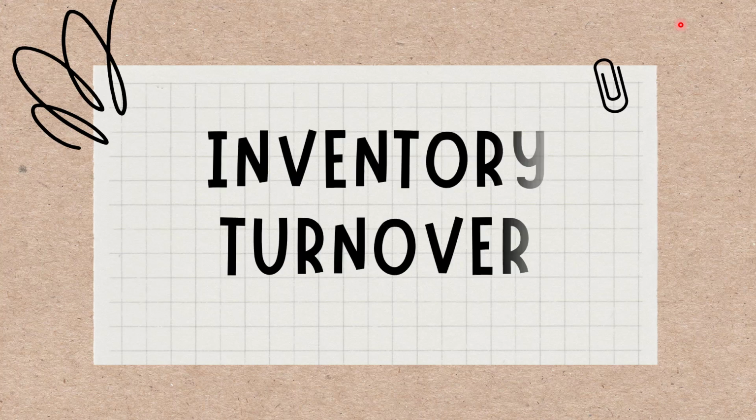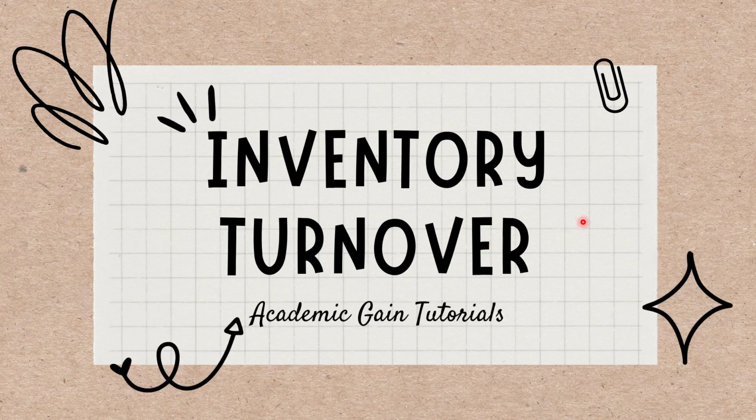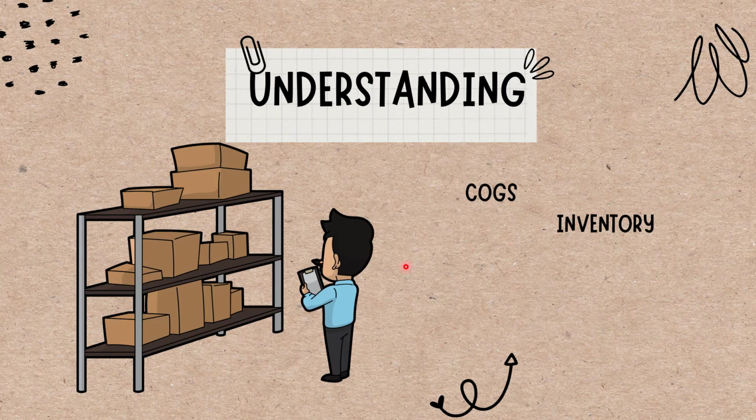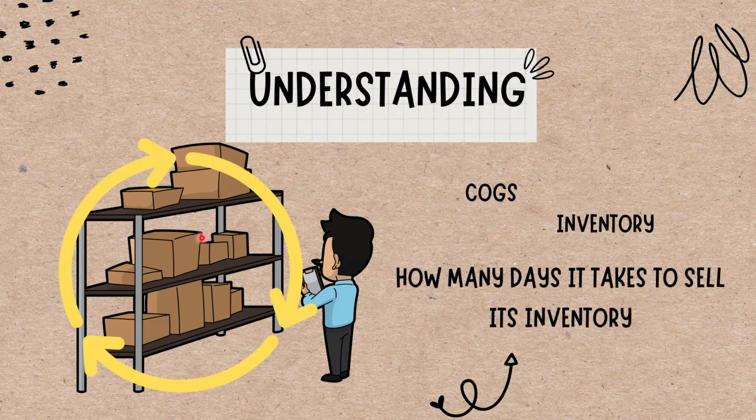What is inventory turnover? Inventory turnover is a financial ratio showing how many times a company turned over its inventory relative to its cost of goods sold in a given period. A company can then divide the days in the period, typically a fiscal year, by the inventory turnover ratio to calculate how many days it takes to sell its inventory, on average.